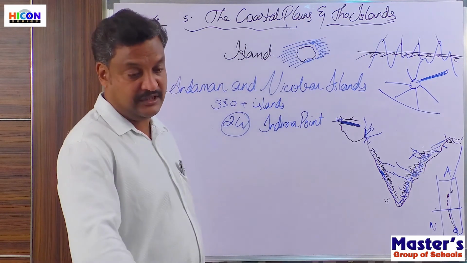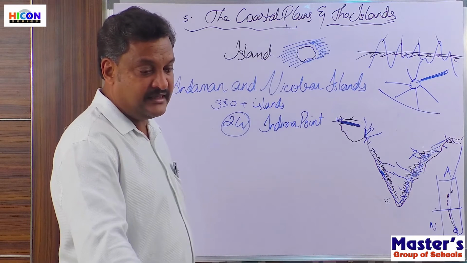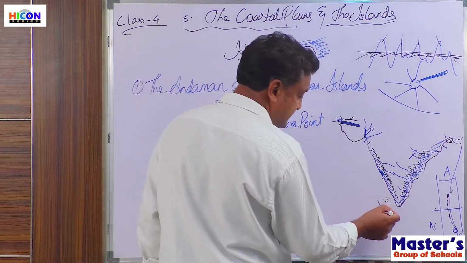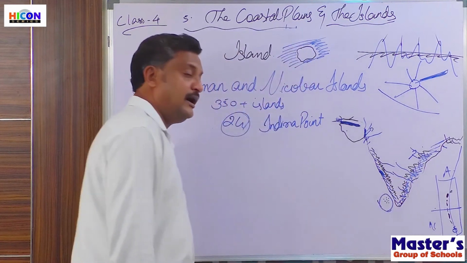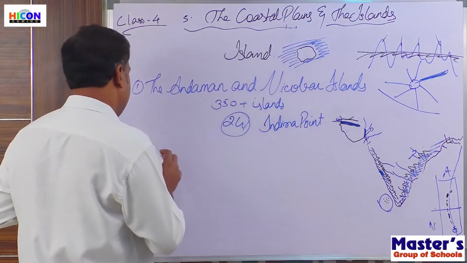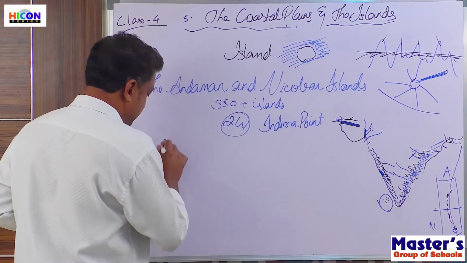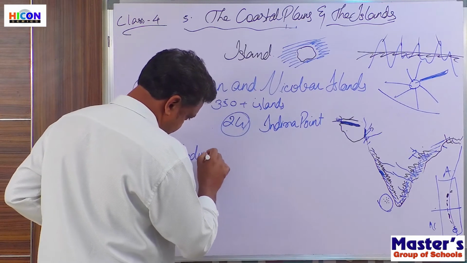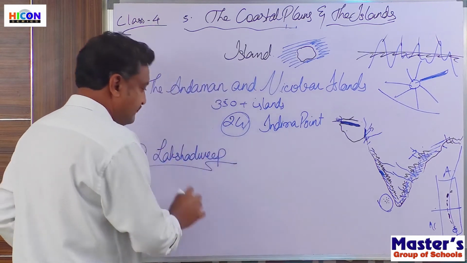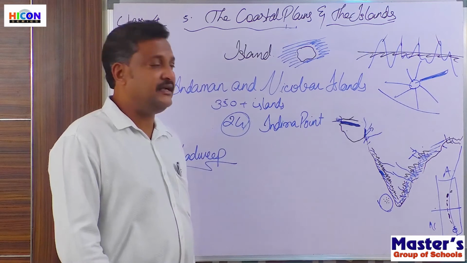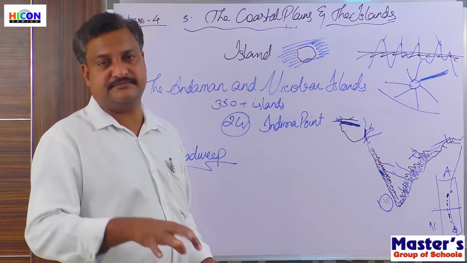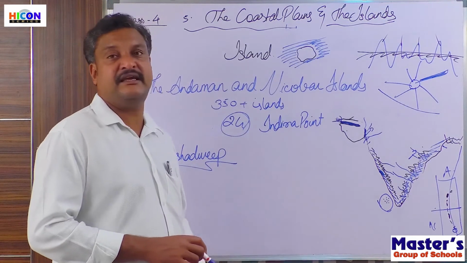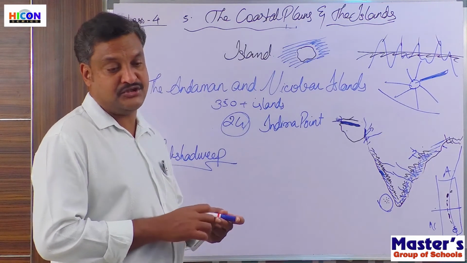Right? Okay. Now, there is another group of islands in the Arabian Sea, isn't it? This is the Arabian Sea, and here we have another group of islands, and that is known as Lakshadweep. So the group of islands that is seen scattered in the Arabian Sea is known as the Lakshadweep.